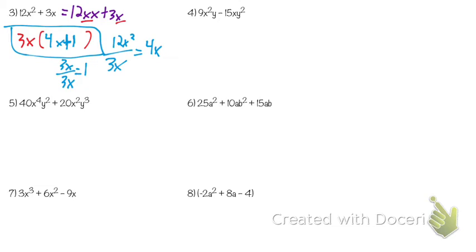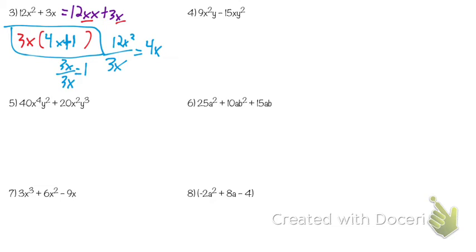Okay. So back on number 3, I want to talk about this real quick. Another way to think about it is they both have at least a power of 1 for the x, right? This one has an x to the first, this one x to the second. So they both have at least a power of 1. So we were able to take out a power of 1. We take out the smallest power that they both had.